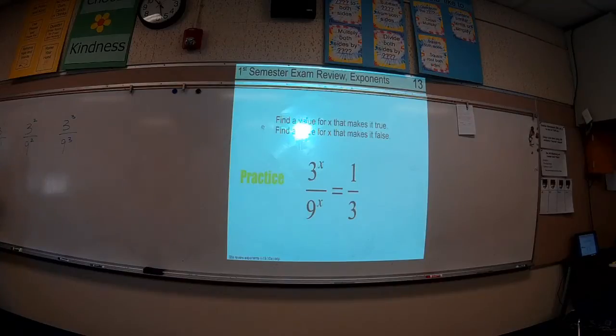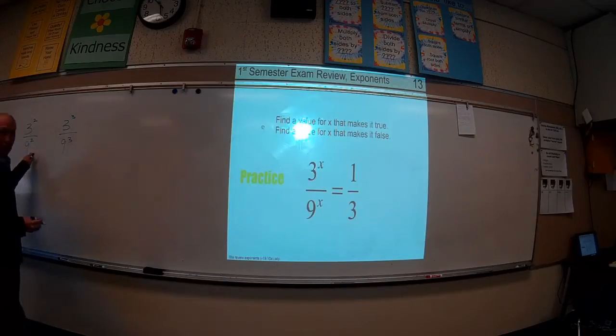If you are saying 1, you're saying this. If you're saying 2, you're saying this. And if you're saying 3, you're saying this. So let's see if 1 works. What's 3 to the first? 3. 9 to the first? 9. What does that simplify to? 1/3. Did it work? Yes.